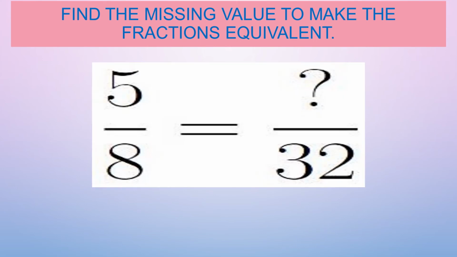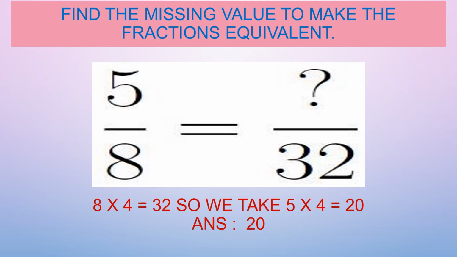Question number 2. Find the missing value to make the fractions equivalent. Here in this question you can see that the denominator in the first part is 8 and in the second part is 32. And we know that 8 into 4 is equal to 32. So since we are multiplying the denominator by 4, we have to multiply the numerator also by 4. So 5 into 4 is equal to 20. So the answer is 20.